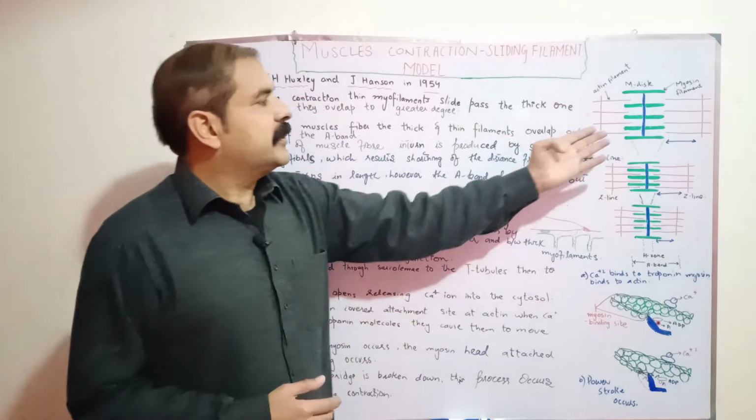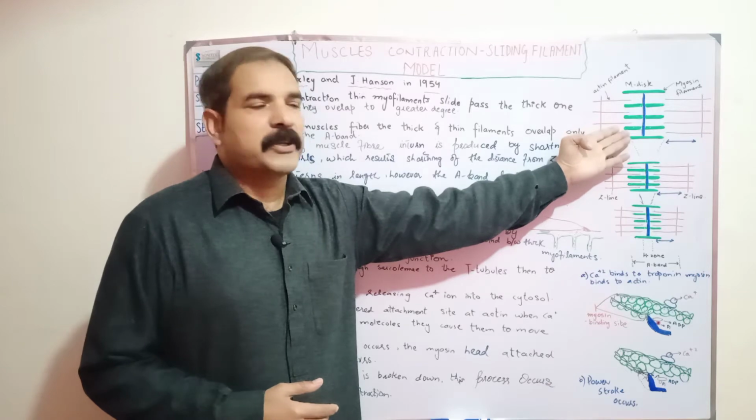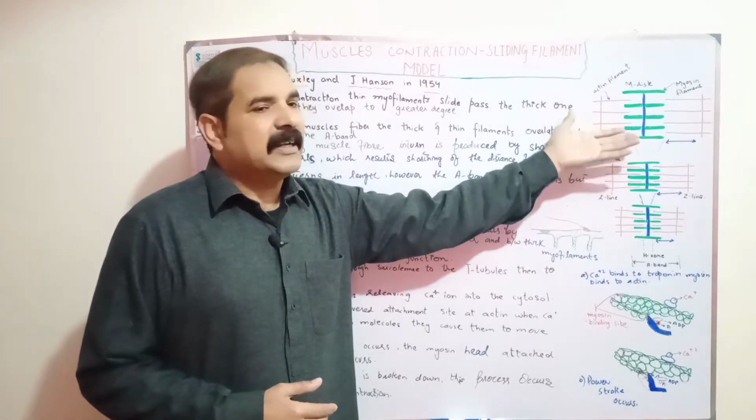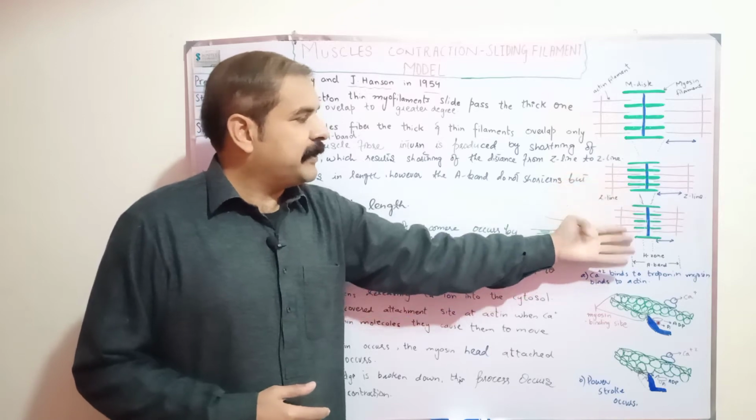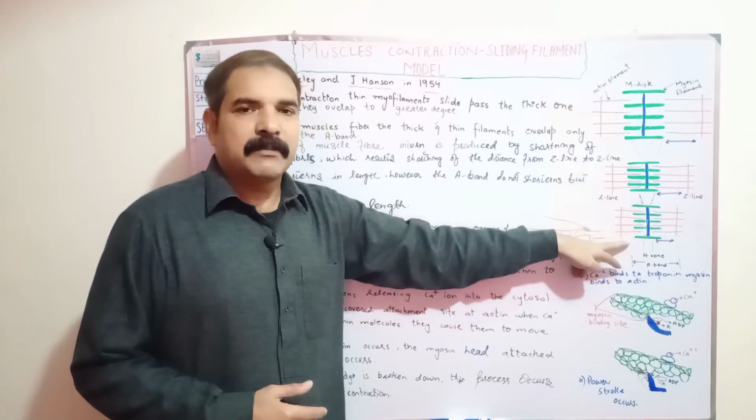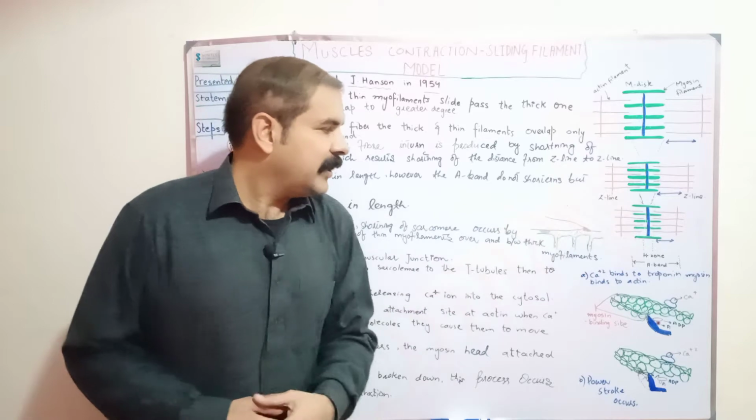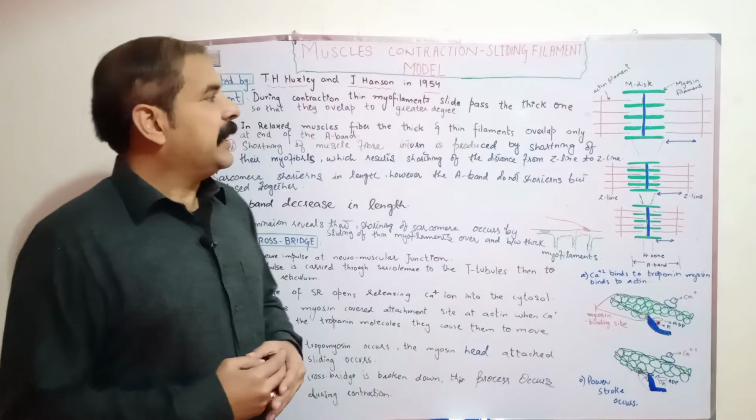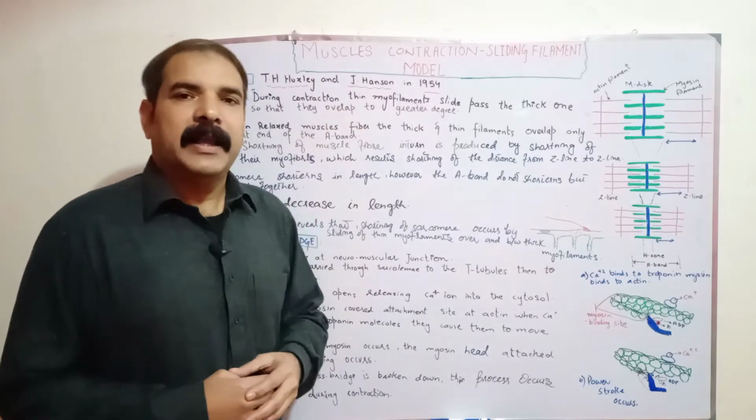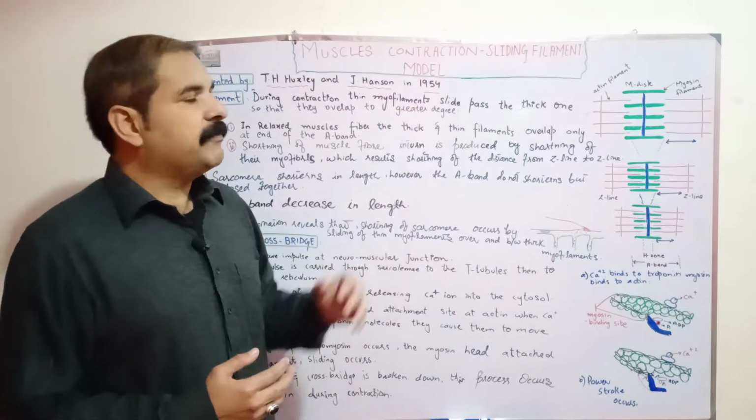Now this is the first picture when the muscle is in the relaxed state, and this is the second picture, and the third picture shows you that the muscle has contracted. So this model is called the Huxley and Hansen model, which was presented in 1954.